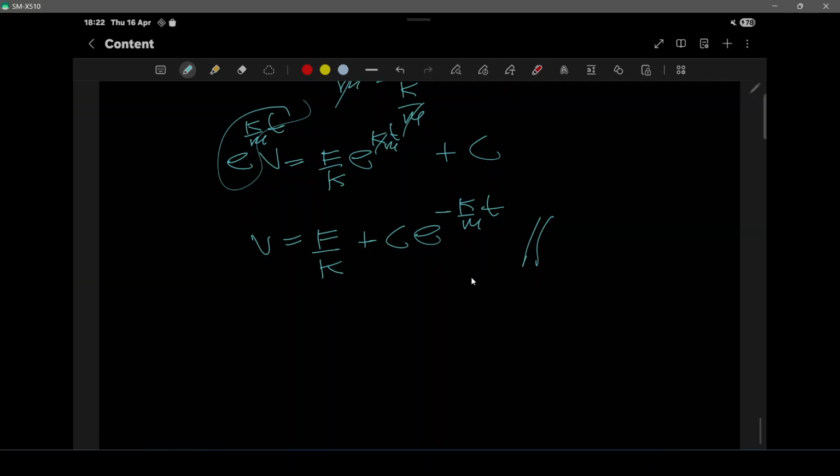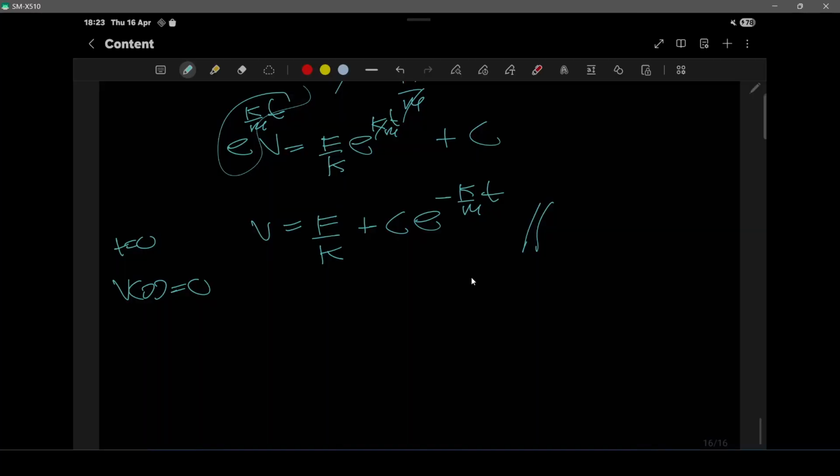Since it is given that v0 is 0, because when the time is 0 it stays still, if we apply that initial condition, we can find c. If t is equal to 0, this exponential term becomes 1. So c times 1 plus f over k becomes 0. So c is equal to minus f over k.